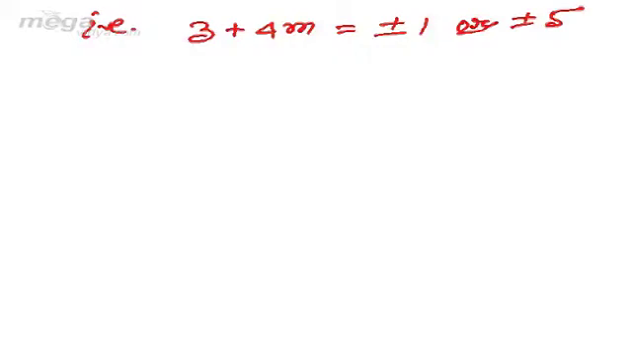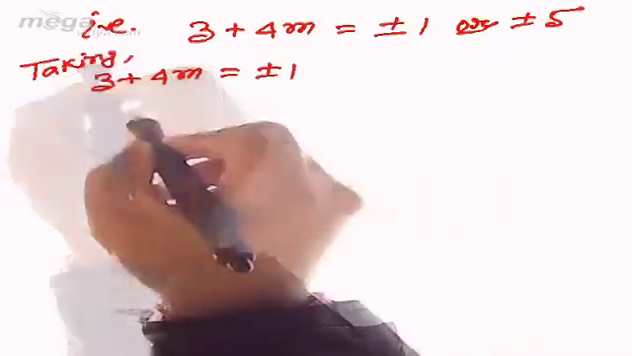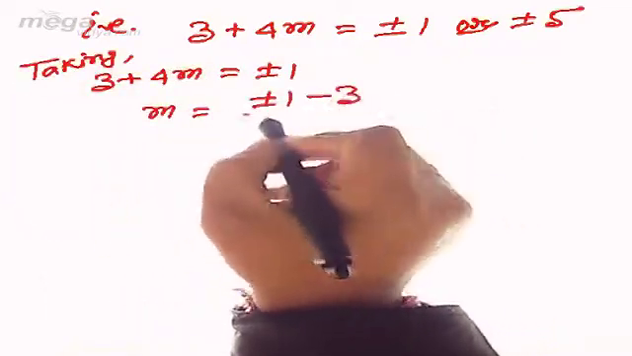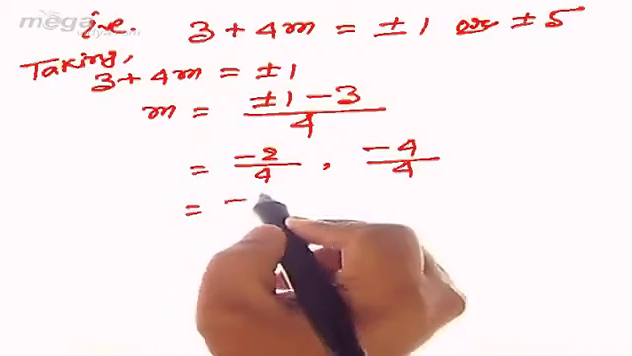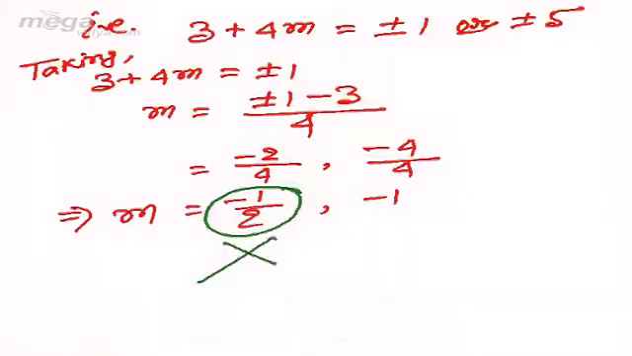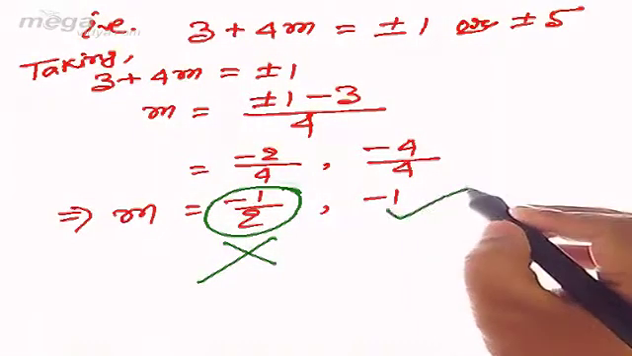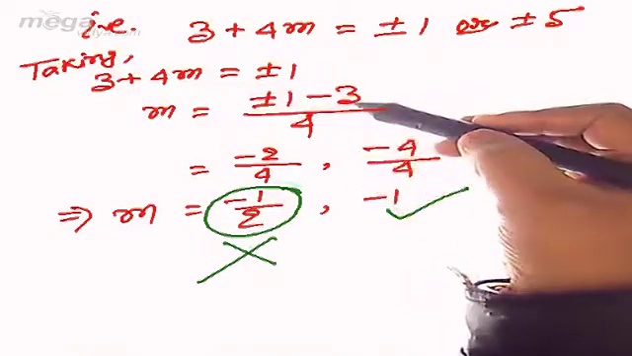Now by solving these two, we will find the value of m. If it is an integer, then it's okay. So when you consider 3 plus 4m is equal to plus minus 1, taking this, we will find out m is equal to (plus minus 1 minus 3) divided by 4. It will be either minus 2 upon 4 or minus 4 upon 4. Minus 2 upon 4 is minus half. Minus 4 upon 4 is minus 1. So you will get two values of m, of which the half is not an integer, so we just cancel it out. And this minus 1 is an integer.